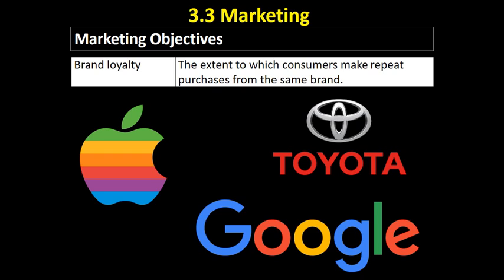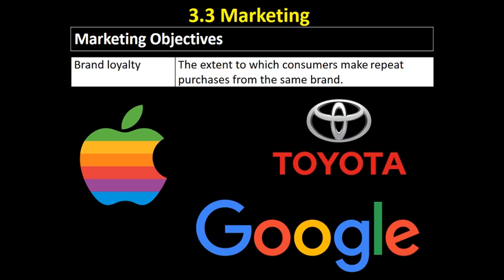Finally, brand loyalty. We may have an objective around improving the level of brand loyalty. What is brand loyalty? It is the extent to which consumers will make repeat purchases from the same organisation. So Apple, Toyota, Google, all examples of companies that people come back to time and time again.